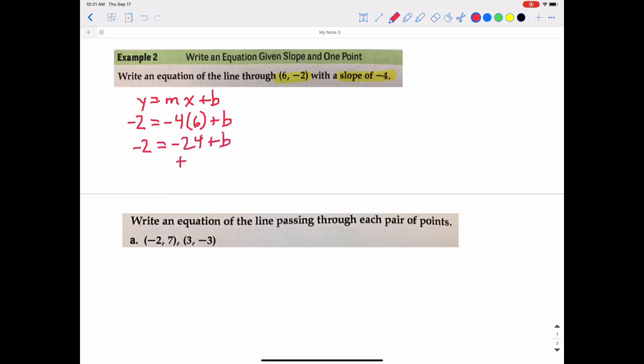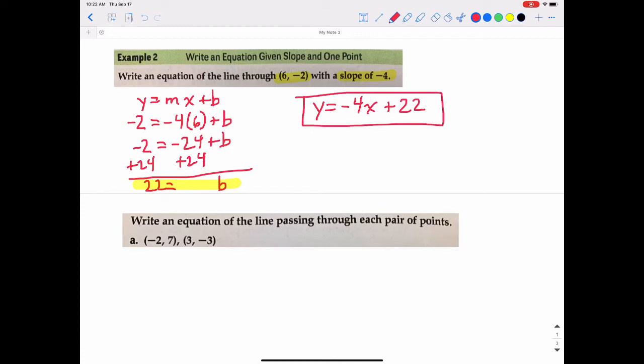And then I'm going to add that to both sides, which means that b is going to equal 22. So now that I know what the slope is, remember the slope of negative 4, we already highlighted that, and we just figured out that b is 22. So I'm ready to write my equation. It's going to be y equals my slope of negative 4x plus my newly found y-intercept of 22. And there is the answer to that one.